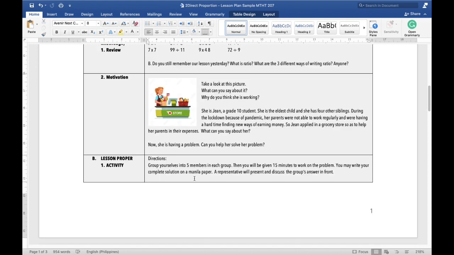The activity will be given to the students. Okay, the directions are the following. You have to write the lesson as if you're talking to your students. Group yourselves into 5 members in each group. Then you will be given 15 minutes to work on a problem. You may write your complete solution on a manila paper. Then a representative will present and discuss the group's answer in front.